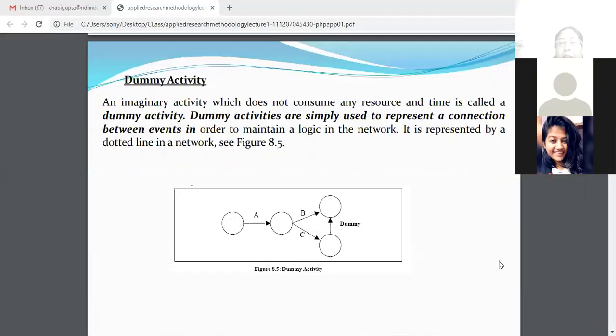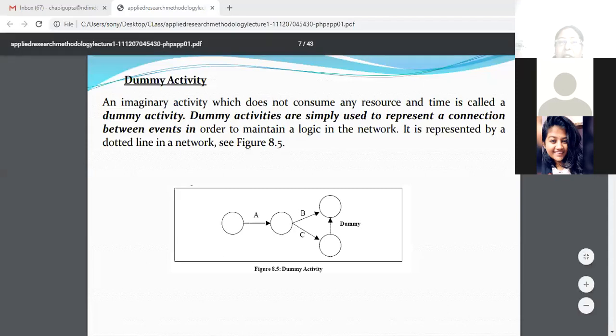An imaginary activity which does not consume any resource or time is called a dummy activity. All of you can see that? Are you able to see A, B, C, and there is a dummy activity in between? We can see, but can you just repeat what it is? A dummy activity is any activity which does not consume any resource or time.